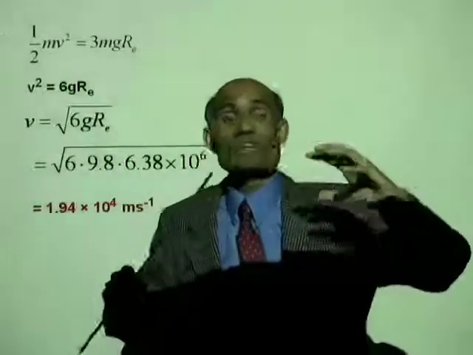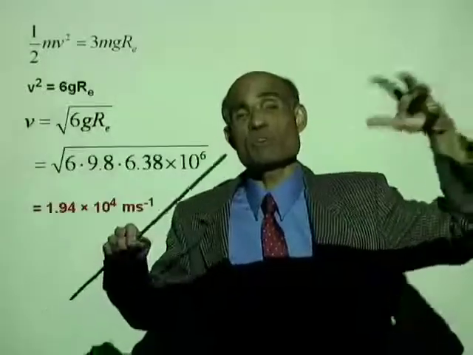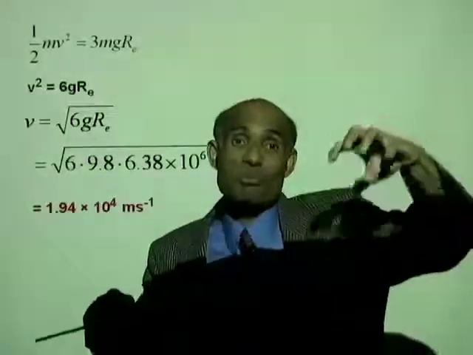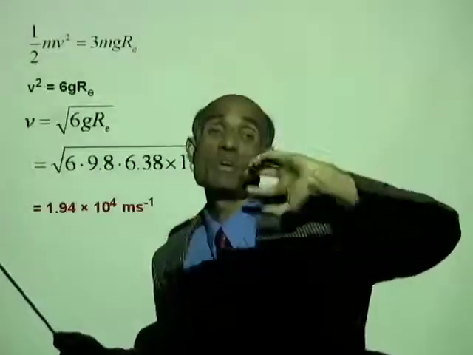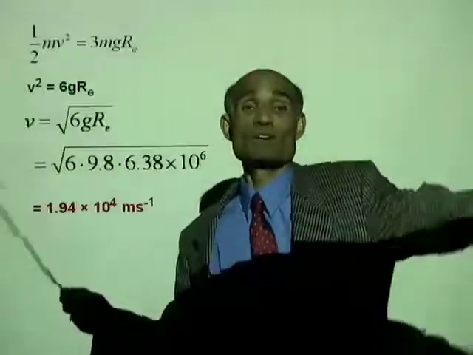That means when it reaches infinity, what does infinity mean? Out of the potential well, it has this velocity. That means it will keep going forever with that velocity.